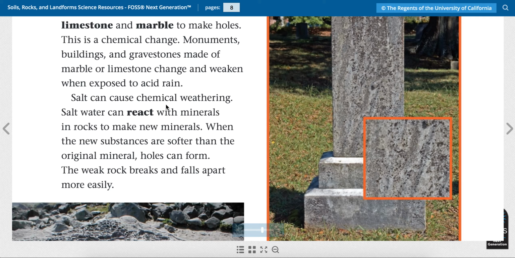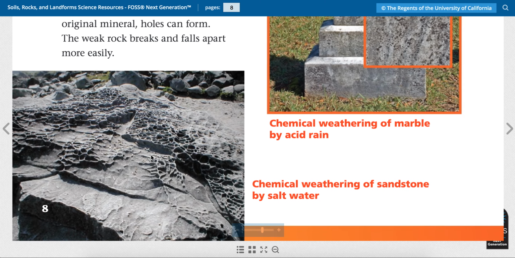Salt can cause chemical weathering. Salt water can react with minerals in rocks to make new materials. When the new substances are softer than the original mineral, holes can form. The weak rock breaks and falls apart more easily. So if you look at this picture on the right side, there are now holes in the marble. And same thing with this sandstone. The sandstone now has holes in it because the material is softer.